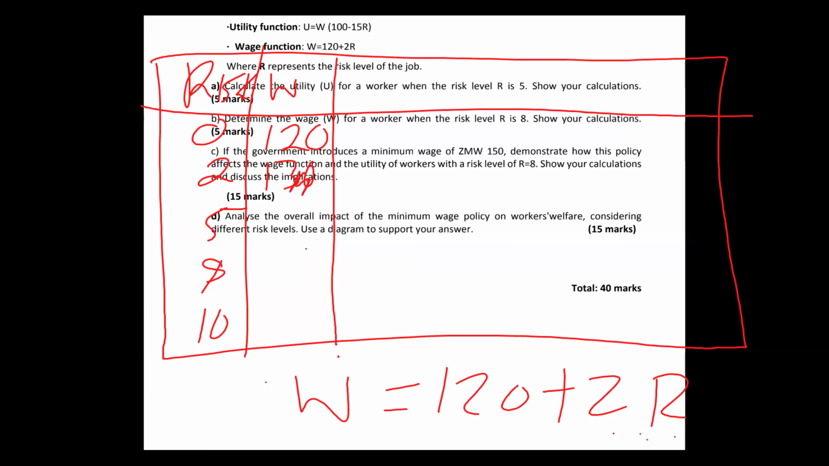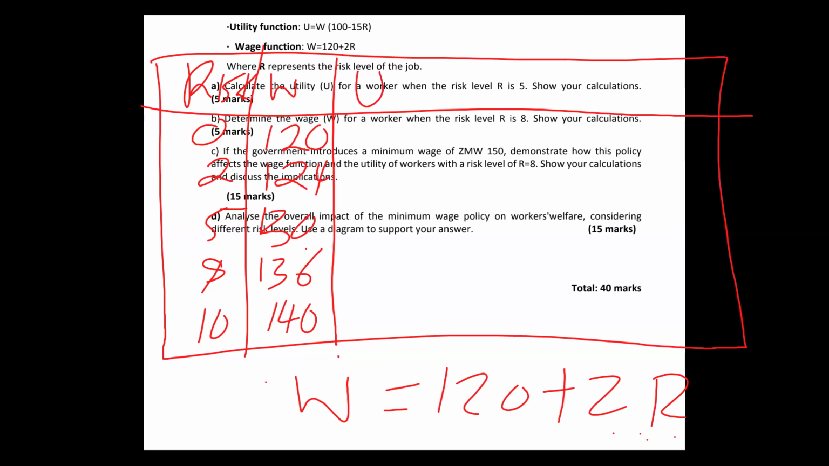Are you seeing what we are doing? We're just getting the risk and substituting in the wage function. Where there is R, you put the risk. So this is 124. If the risk is 5, it will be 130, right? And if it is 8, it will be 136. If it's 10, it's 140. You're following the wage, right? So the wage is increasing as risk is increasing. But I want you to see the level of utility.